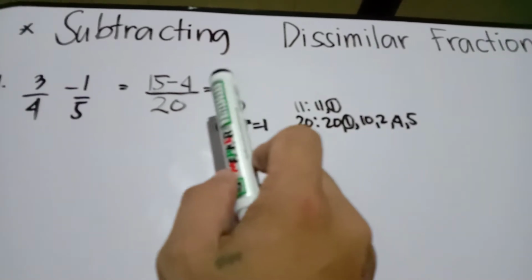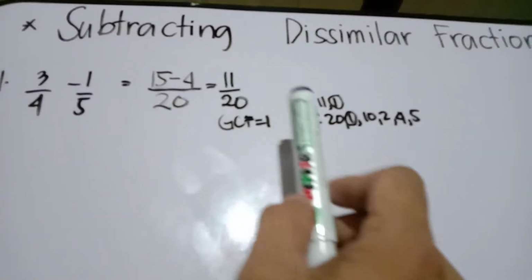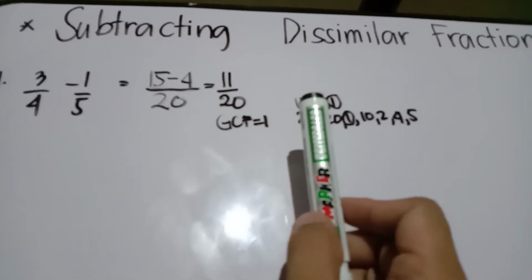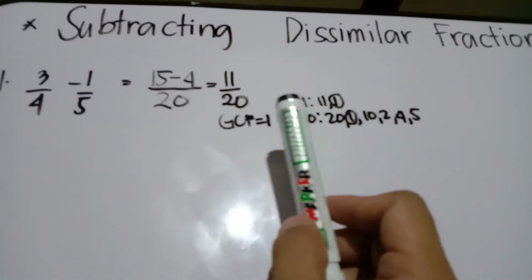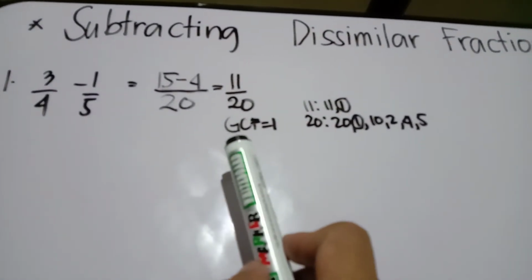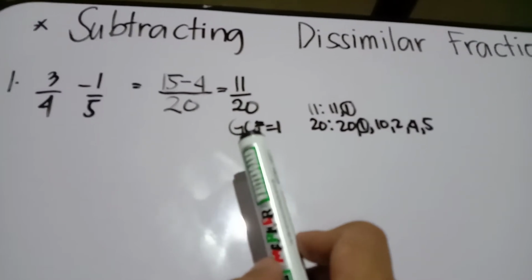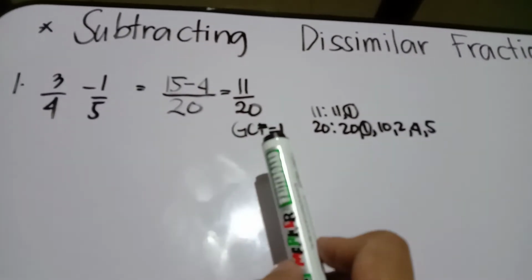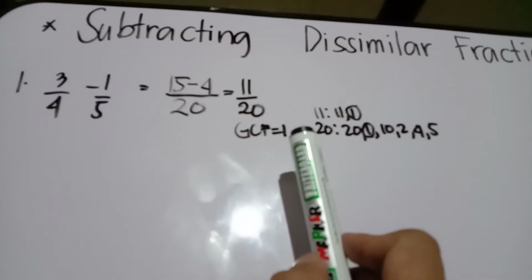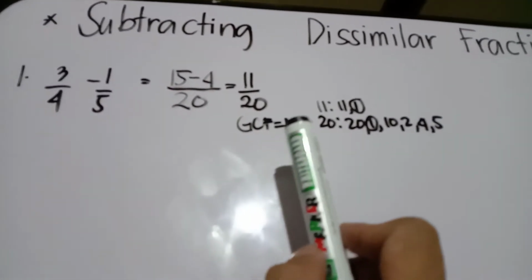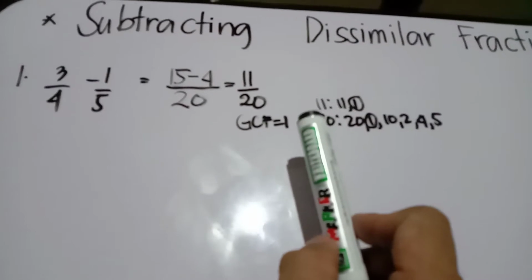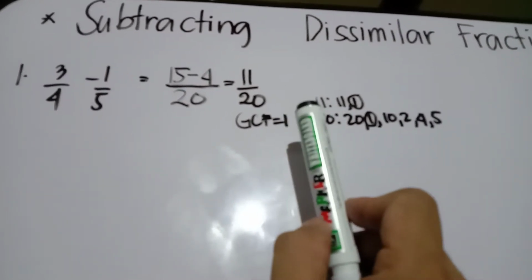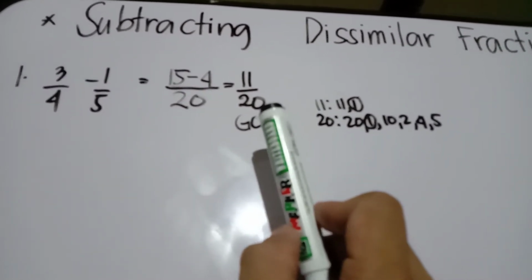Okay, let's check our answer. Let's check 11 over 20. Is it in lowest term? Yes. 11 over 20 is in lowest term simply because the GCF is 1. Papaano ko kinuha yung GCF? Now, in finding the GCF, just list down the factors of 11 and the factors of 20.